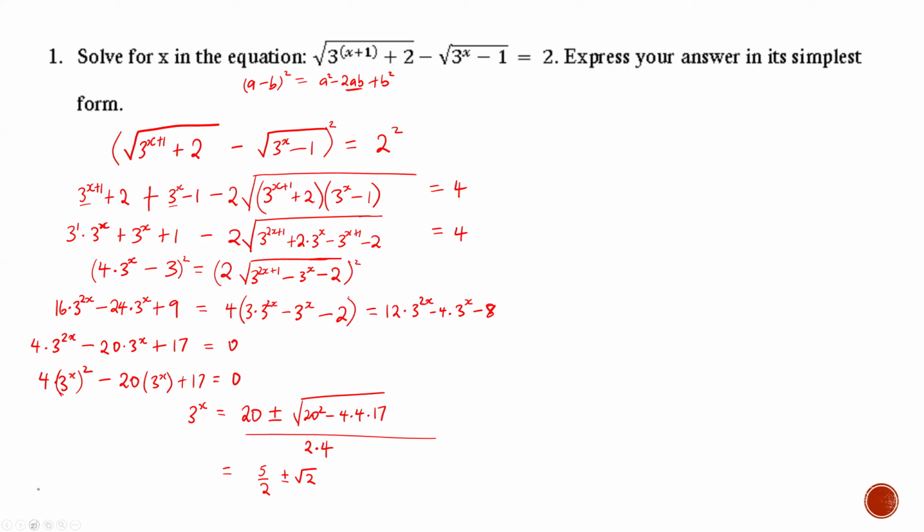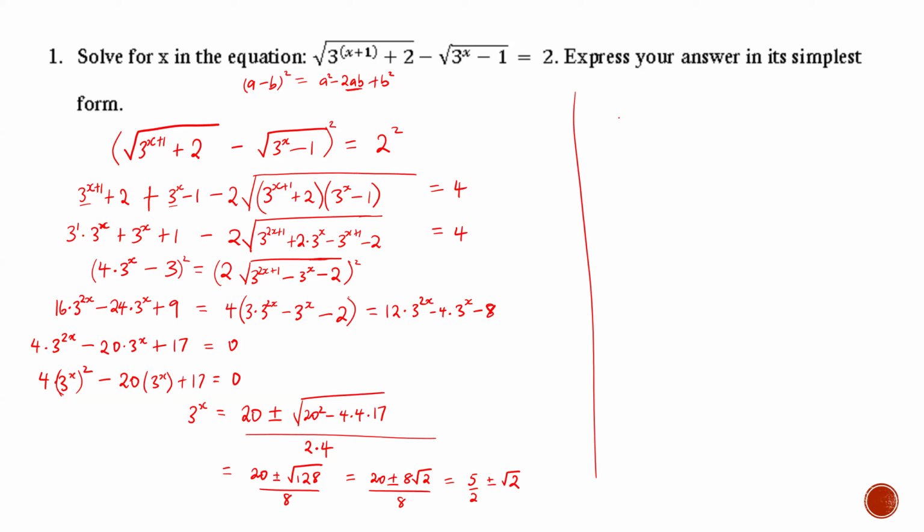Okay, let me explain. So we have 20 plus or minus the square root of 128 divided by 8. But 128 is the same as 64 times 2, right? So this is the same as 8 root 2, because you have root 64 times root 2. And then this actually gives us the 5 over 2 plus or minus root 2. So that's what 3 to the power x is. Now, if that's what 3 to the power x is, then what's x going to be?